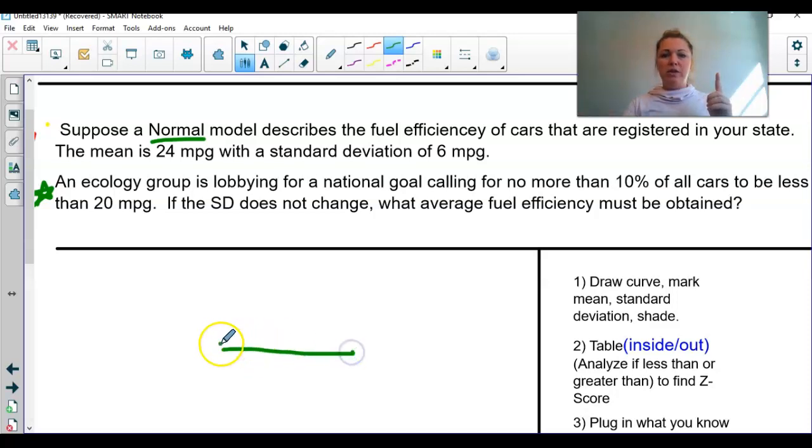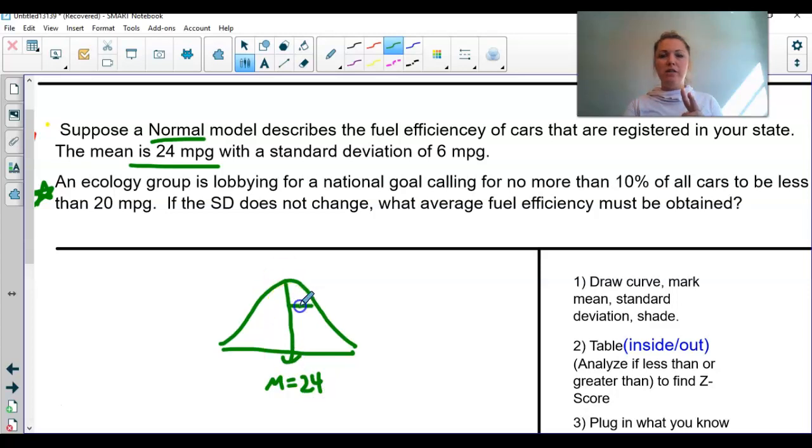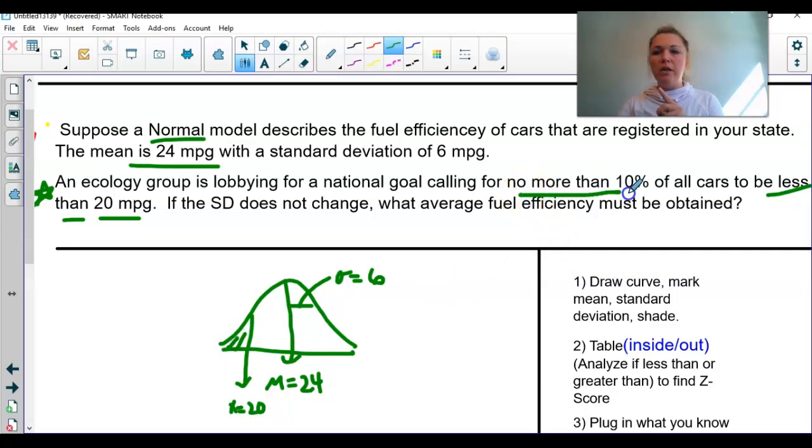So what do I know? Let's approach it that way. I know I have the normal model. I know I have a mean of 24. I know I have a standard deviation of 6. Now, do I have an observation? I actually do. It talks about being less than 20 miles per gallon. And this ecology group wants no more than 10% of all cars to be less than that. So that 10% has to be the max. I'm going to change that to a decimal right away. If you're wondering how to go from a percent to a decimal, divide by 100 or move the decimal 2 places to the left.